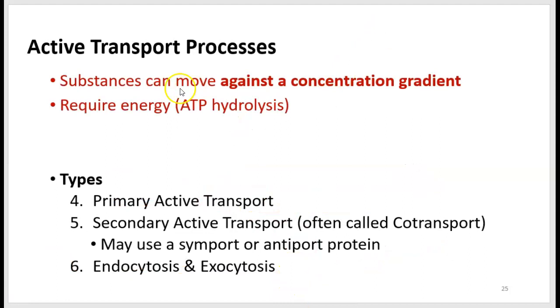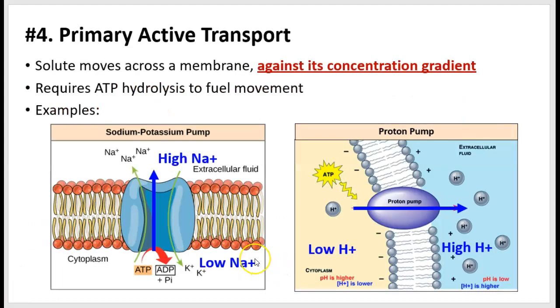Active transport processes. Substances are going to move against a concentration gradient, which means up a gradient. And of course it requires the breakdown of ATP. The 2 types are primary active transport and secondary active transport. So let's do primary first. A solute moves against its gradient. ATP has to be broken down for it to move.